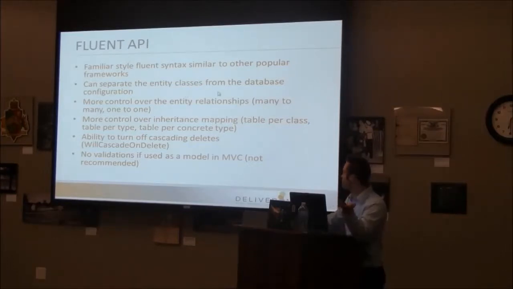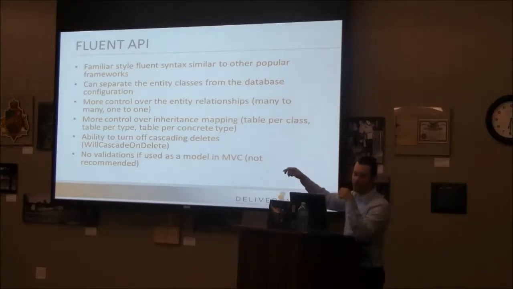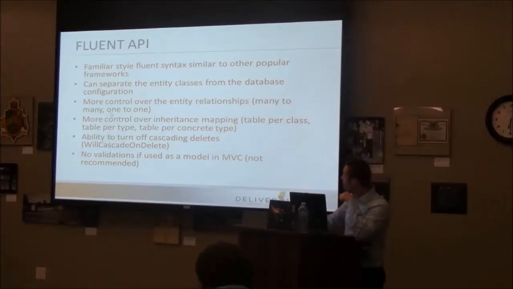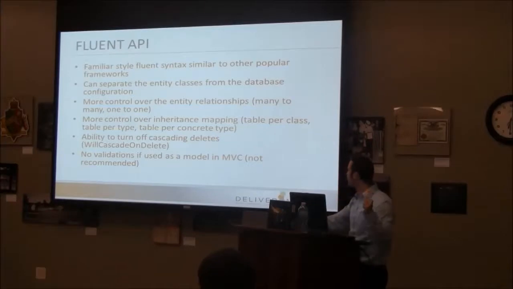For example, with the relationships, by default, if you had a many-to-many relationship, with the data annotations, you don't have a lot of control over how that schema gets generated. Like for the cross-reference table, it'll just use the convention to basically create that. With the Fluent API, you actually have a lot more control over that.